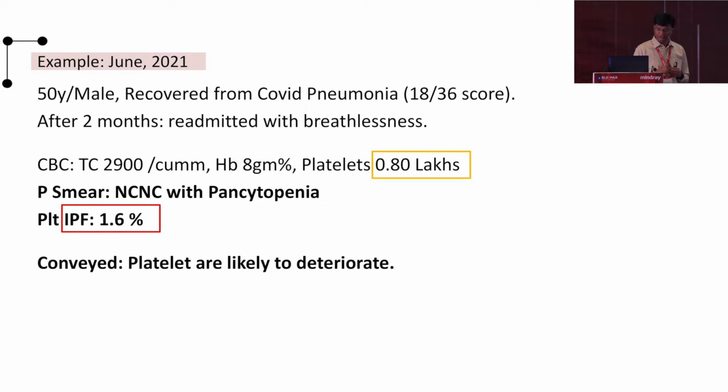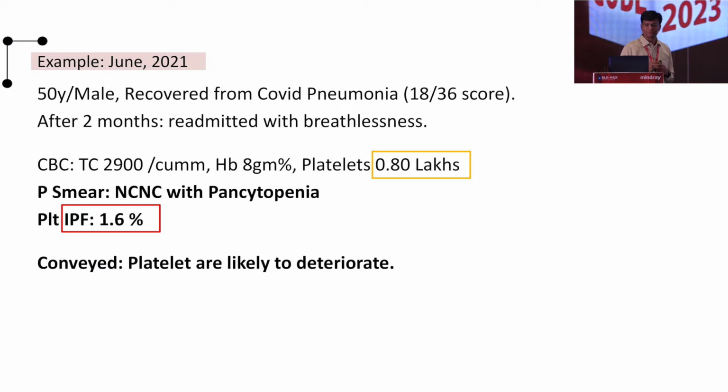One example in June 2021, during the COVID outbreak: a 50-year-old male patient who had recovered from COVID pneumonia with a CT score of 18, and after 2 months was readmitted with breathlessness. During COVID, many were thinking about COVID. The CBC showed a count of 2,900, Hb around 8, and platelets around 80,000.